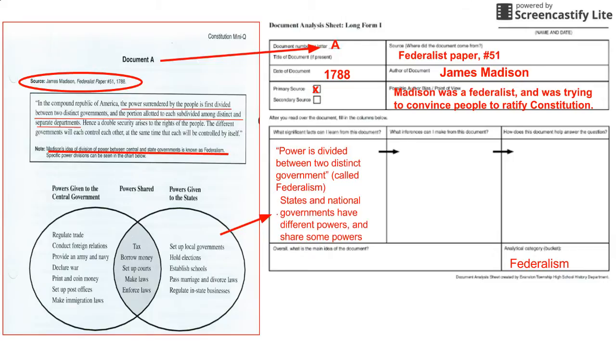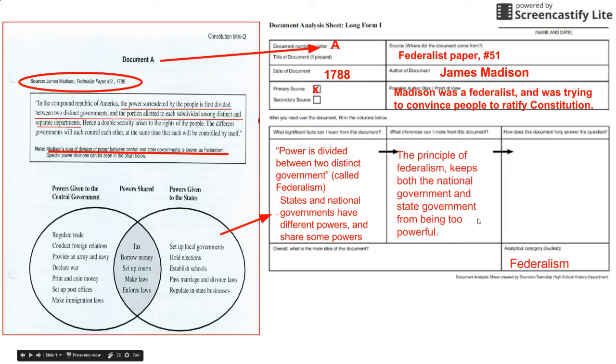help answer that question. All right, so the next thing we have to do is come up with inferences about those facts. So what does it mean? Okay. So I know using those facts that the principle of federalism keeps both the national government and the state government from being too powerful. So that's my inference. Nowhere does it say in this document that it's going to keep the government from being too powerful, but that's what I can infer. That's what I know given these facts. Okay, so I'll let you fill in the inference.